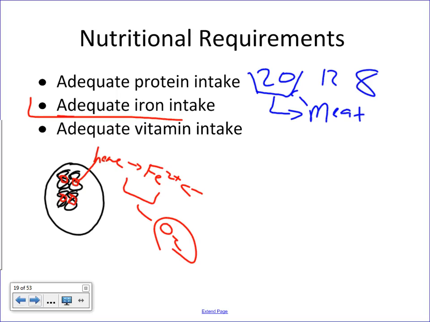So if you don't have enough iron in your diet, then you're not going to synthesize hemoglobin. You're not going to be able to make proper hemoglobin.